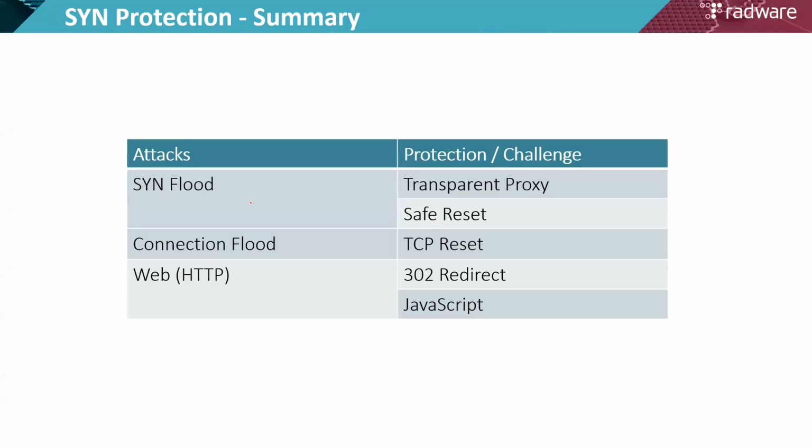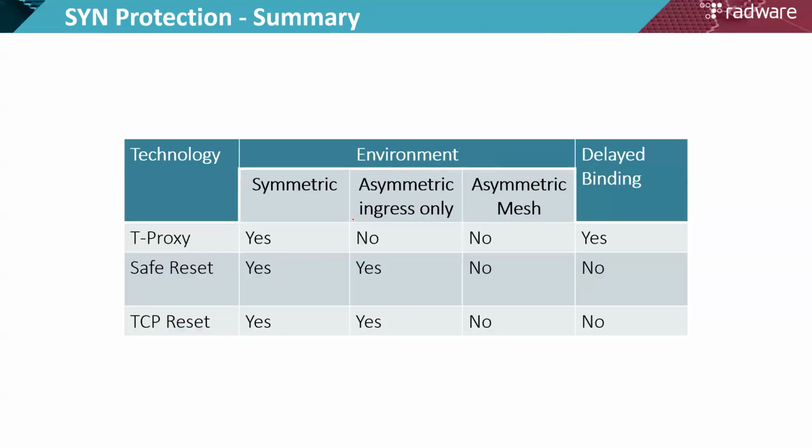So SYN flood protection, we have two methods, transparent proxy and safe reset, connection flood with TCP reset, and these are for layer 7 authentication, 302 redirect and JavaScript. This is related to symmetric and asymmetric environments, which we have already covered previously. Safe reset will primarily be used in symmetric environments and asymmetric as well. Transparent proxy does work in symmetric environments.